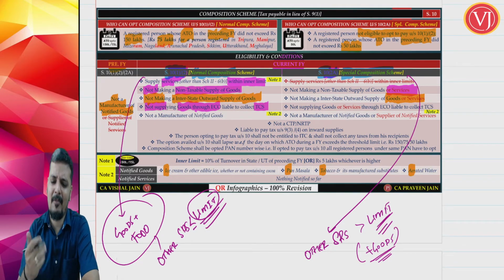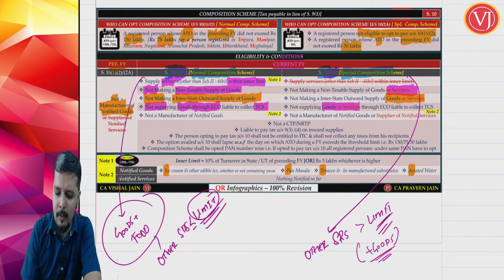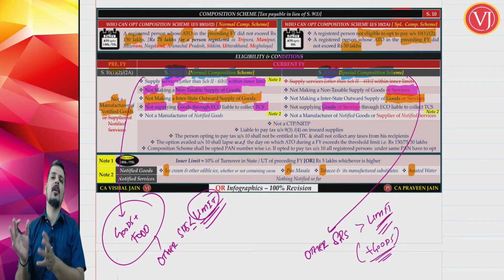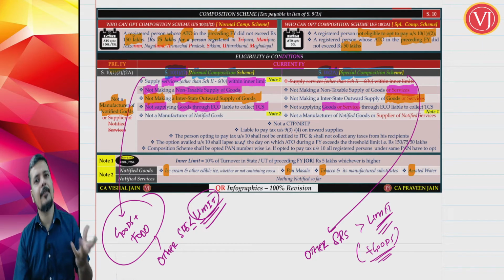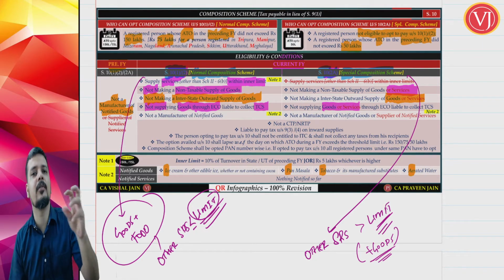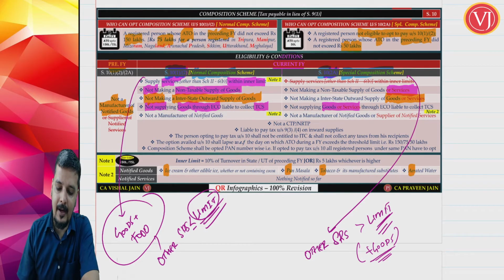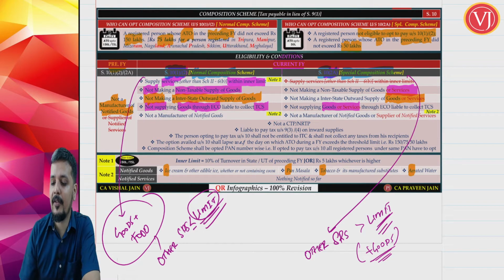Friends, it is the same. The only thing, as I am discussing, is that they talk about both goods and services, and that difference is only till the May 2021 exam, because for the November 2021 exam, even for the normal composition scheme, wherever only goods was there, they have added goods or services, just like your special composition scheme. Right? Not supplying goods or services through ECO where TCS is applicable. So this is a very important point.